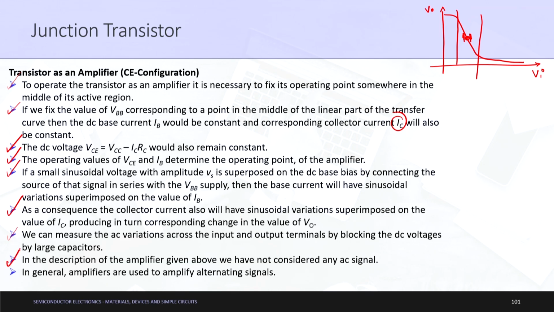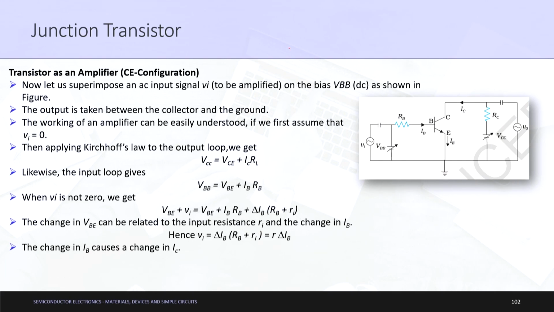So, in the description of the amplifier given above, we have not considered any AC signal. In general, amplifiers are used to amplify alternating signals. The majority of the signals which are used in household appliances or industries are alternating signals only. Fine. So, now let us move on to the mathematical concepts of understanding this.